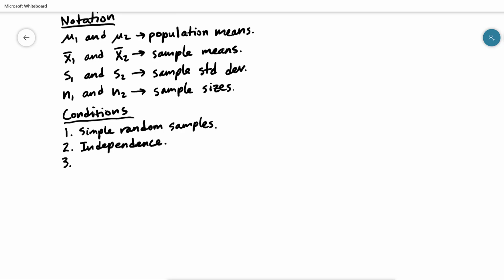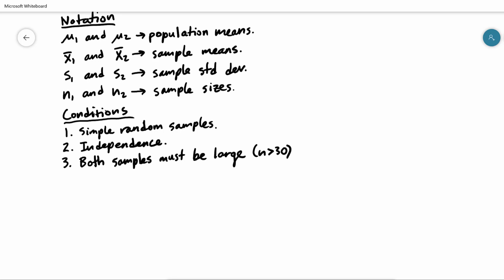And lastly, these two simple random samples that we've taken for our two different groups that we're going to be looking at both need to be large. So both samples need to be large, and greater than 30 as before. That way our sampling distribution could potentially follow a normal distribution.